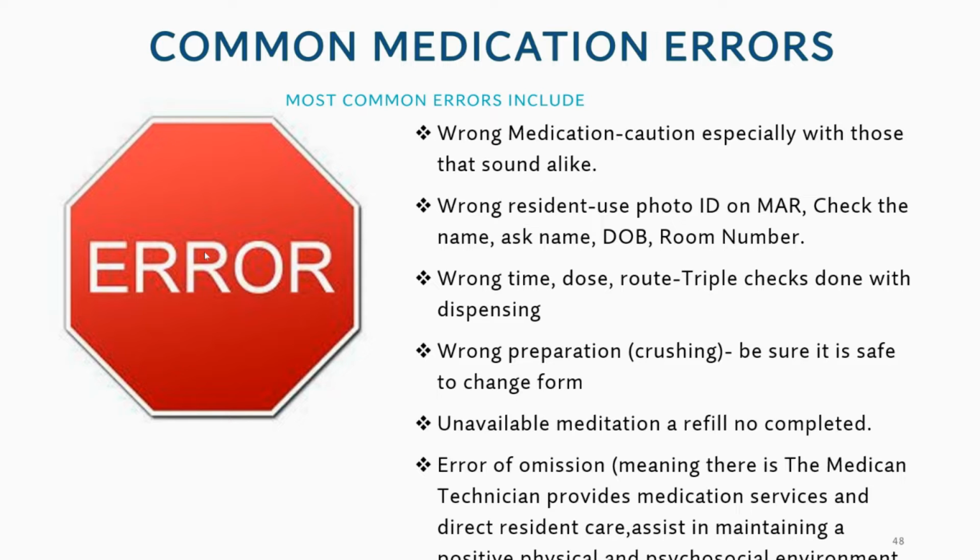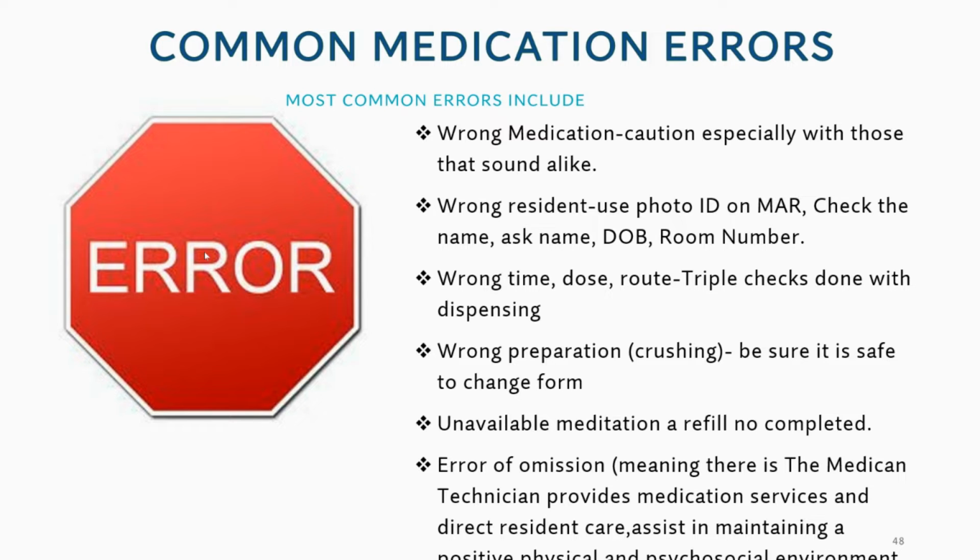Wrong resident. You didn't use an ID on the MAR. You didn't check a bracelet. You didn't ask them for their name, their date of birth, their room number. You didn't do any identifying information. This does happen. And so that's why it's very important, if we are working in our memory care, we look at the picture on the medication record to ensure we have the right resident, because sometimes our residents don't give us the right names.